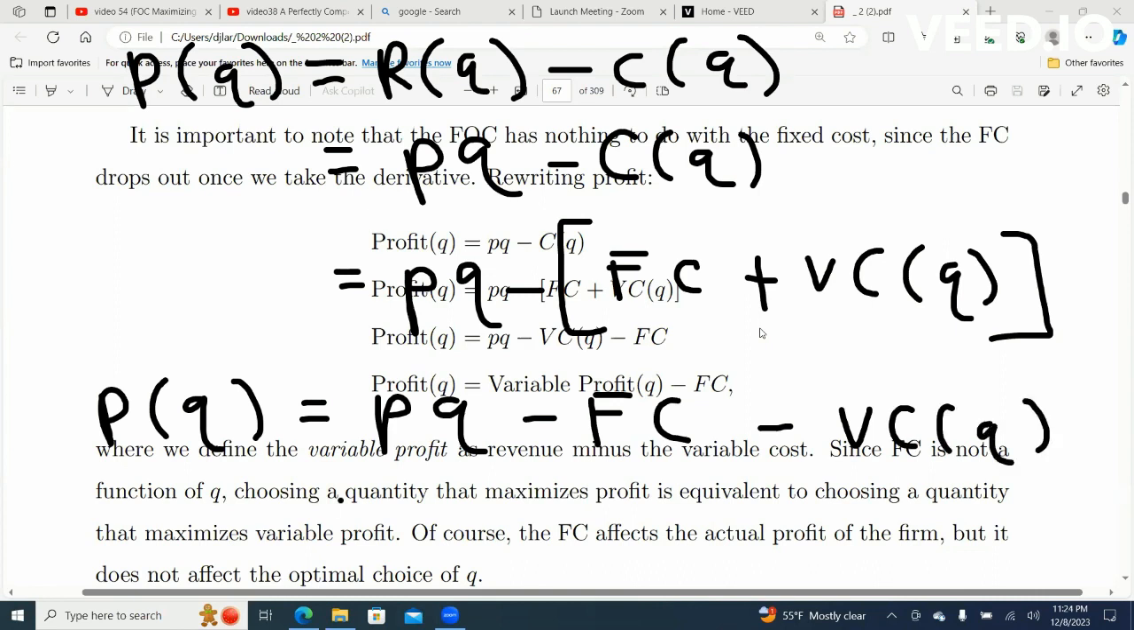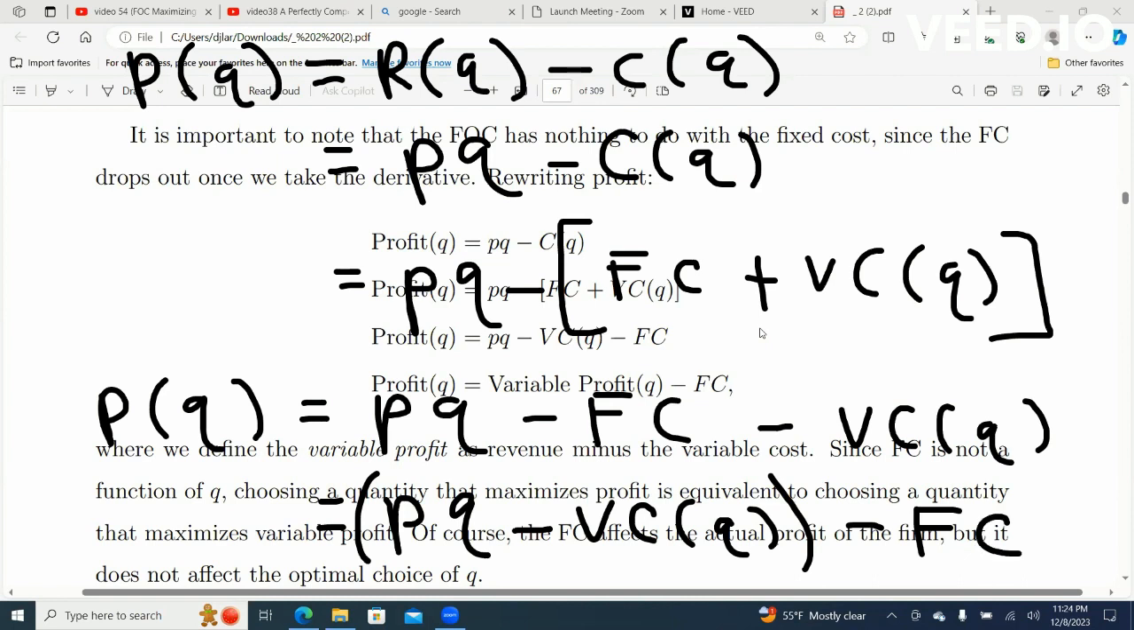Maybe it helps to rearrange that because it's a function of Q. So this is the price times quantity, price times quantity minus the variable cost, which is a function of Q, minus the fixed cost, which is not a function of Q.